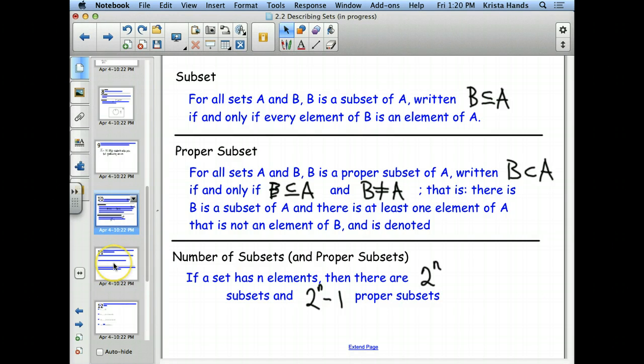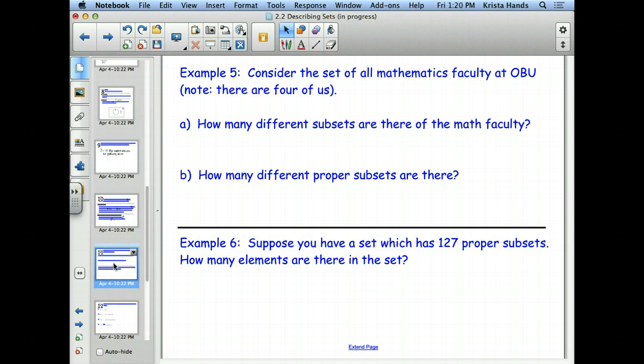So let's do another example here. Consider the set of all math faculty at OBU, and there are not 4 of us anymore. This was from last semester. Oh my goodness. There are 5 of us now. Ooh, I should fix that slide. There are now 5 of us. So this is the exact example that I just did. Have fun, we've already done it.